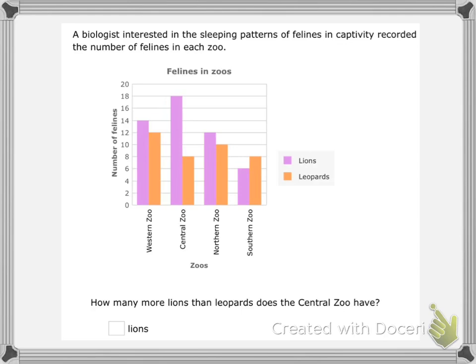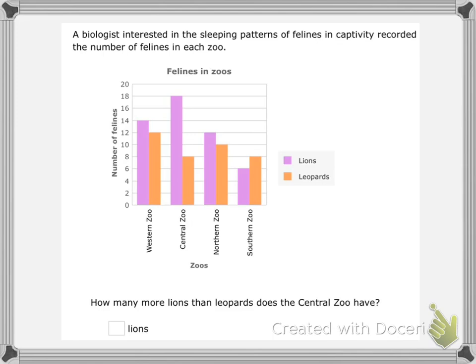Here are our double bar graphs. All of the pink bars represent the number of lions. All the orange represent the number of leopards. So just some background information on this graph. A biologist interested in the sleeping patterns of felines in captivity recorded the number of felines in each zoo. So we have the zoos along the x-axis and the number of felines on the y-axis.